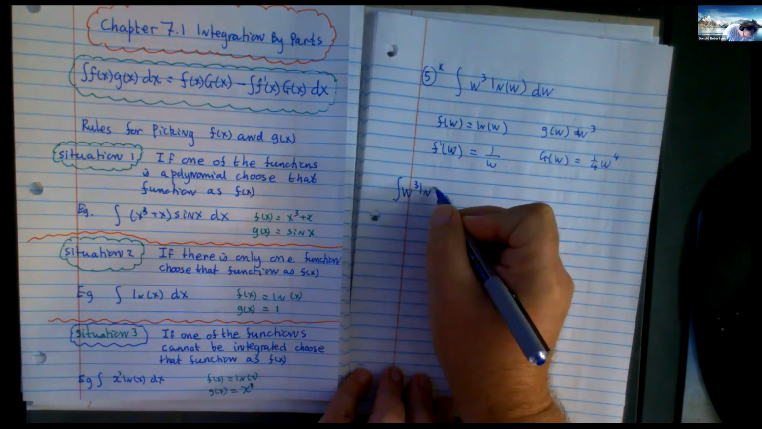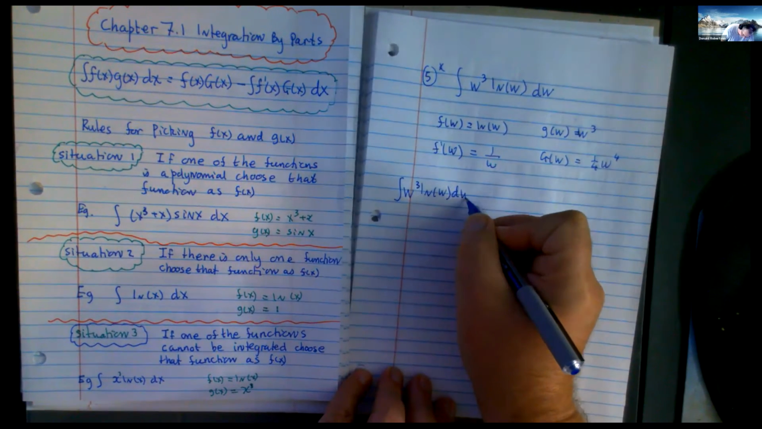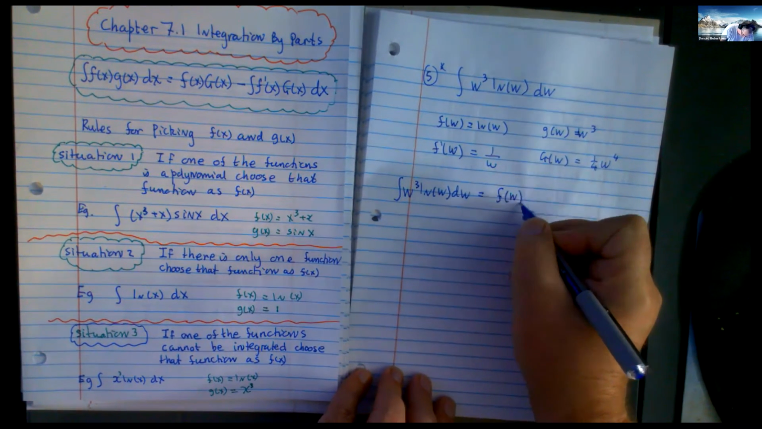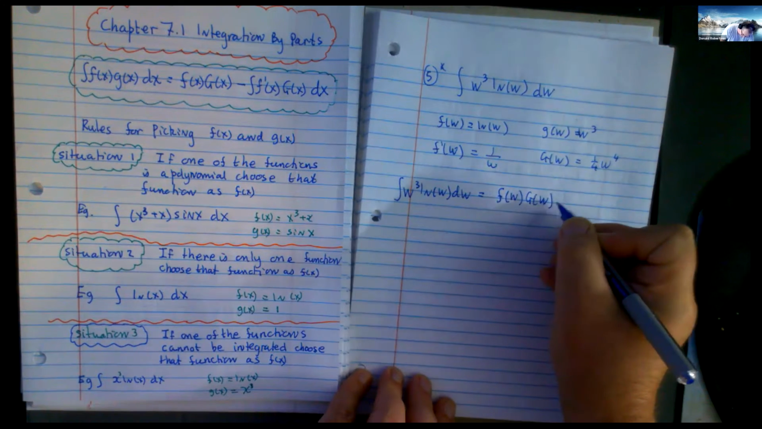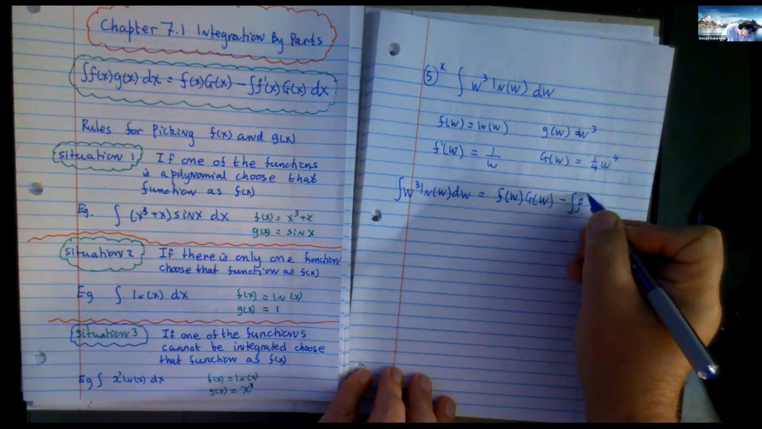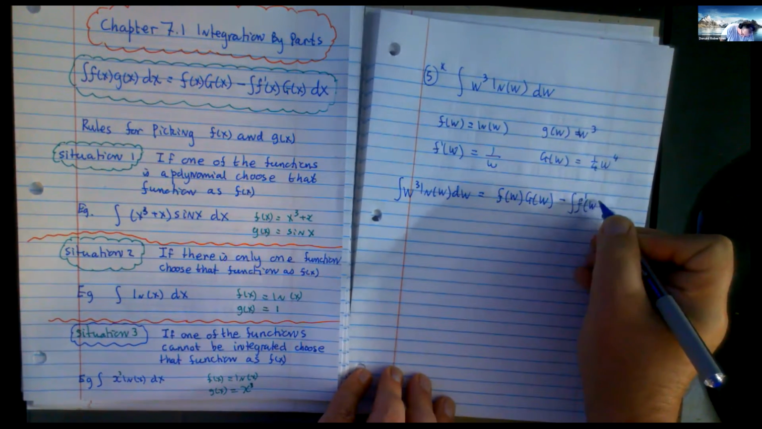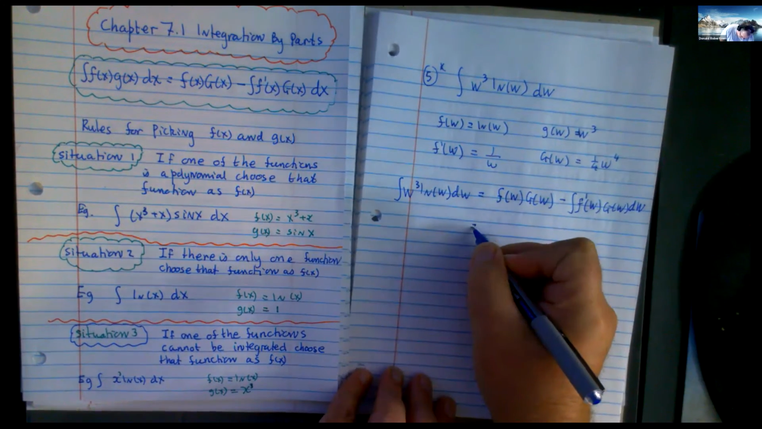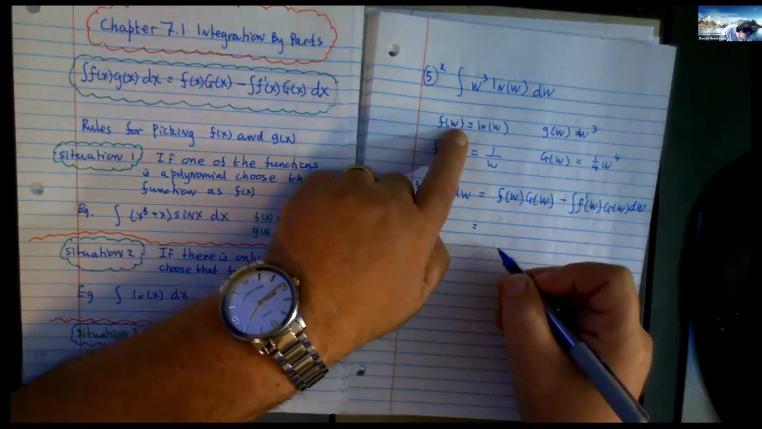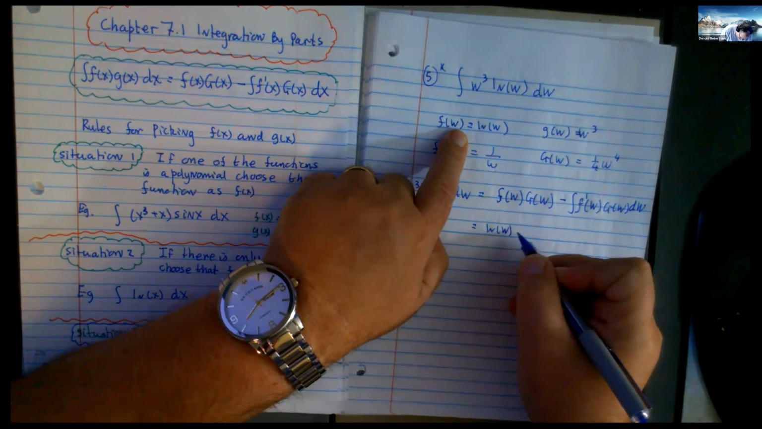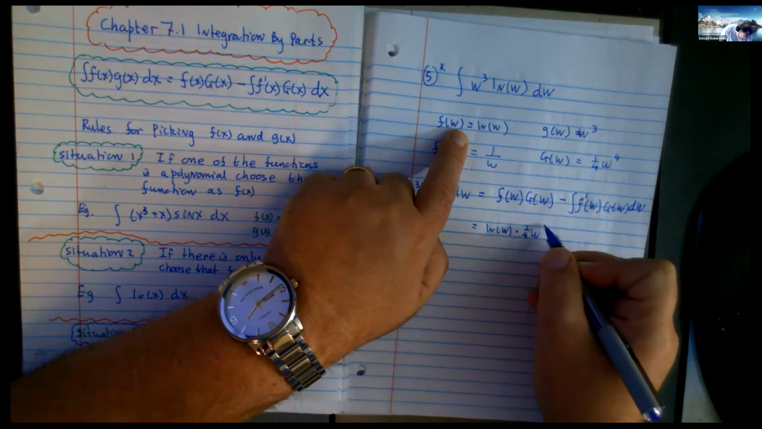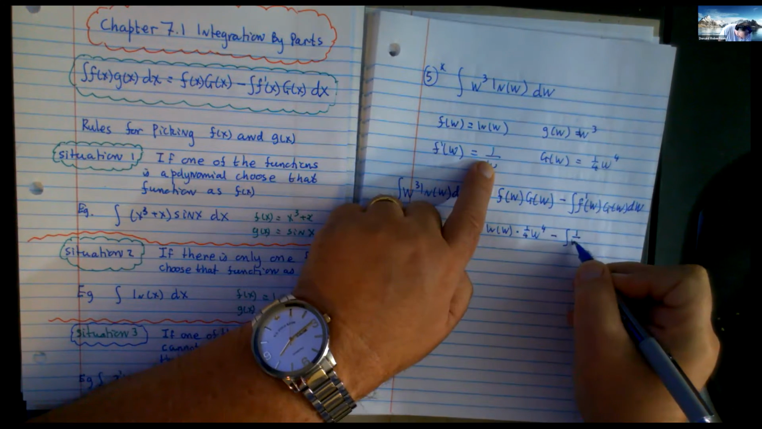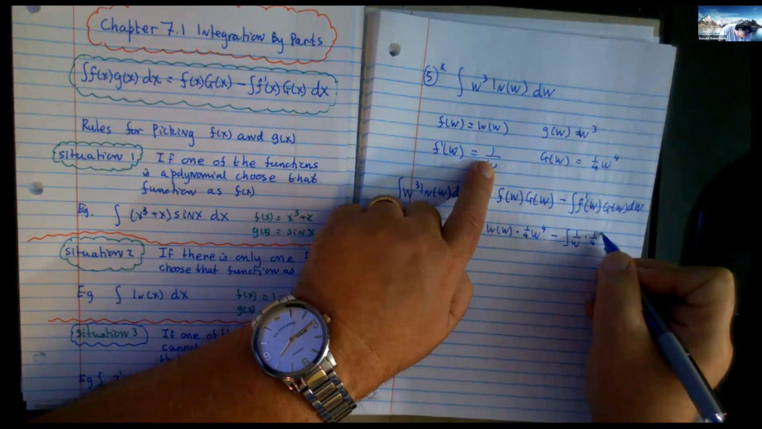And so this integral becomes f of w, capital G of w, take away the integral of f dashed of w, G of w. What are we getting here? We're getting log of w times 1/4 w to the 4, take away a derivative times 1/4 w to the 4.